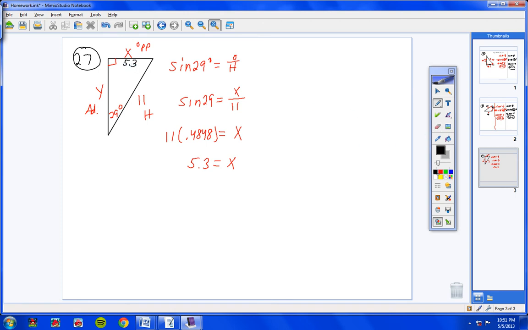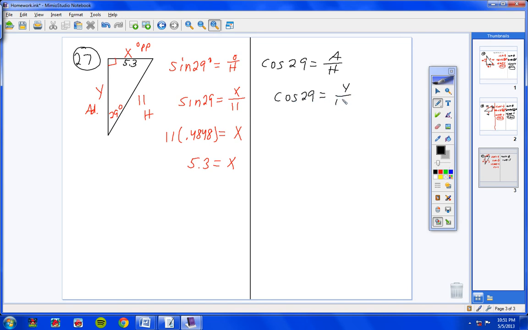All right, let's go ahead and use cosine now. Let's see what we can come up with here. Cosine of 29 degrees equals adjacent over hypotenuse. So cosine of 29 degrees equals y over 11. Multiply the right side by 11. Your 11's would cancel out, leaving you with y. Multiply this side by 11. 11 times cosine of 29.